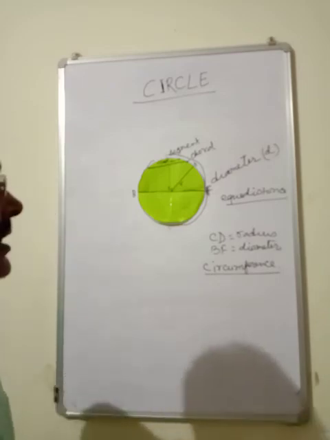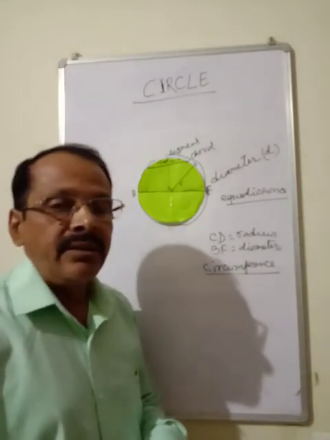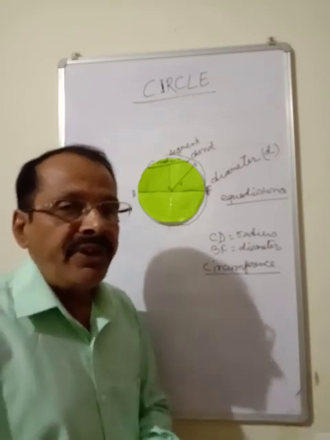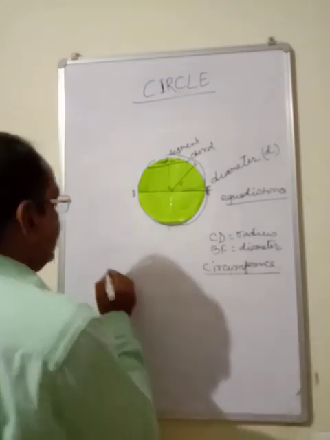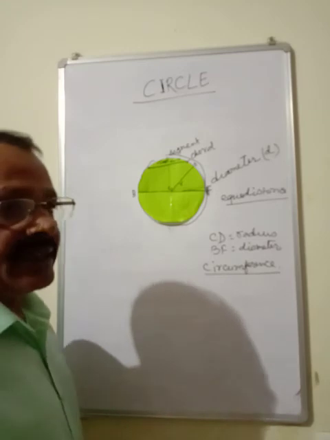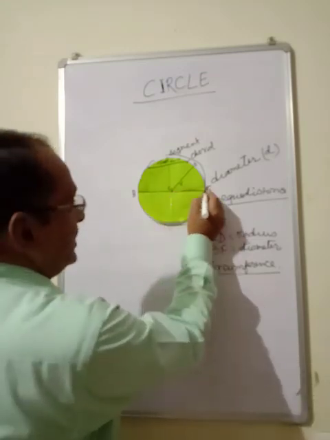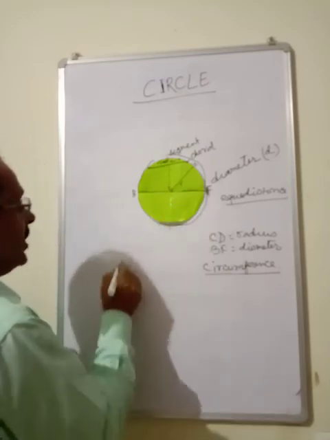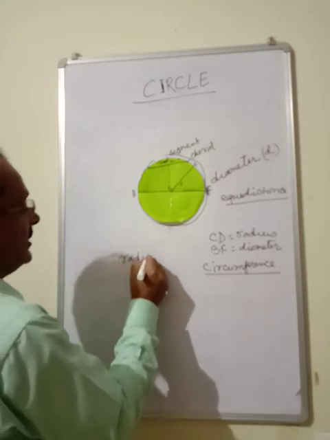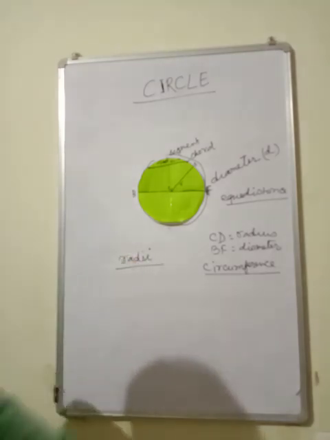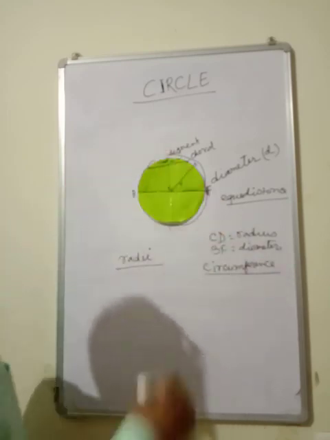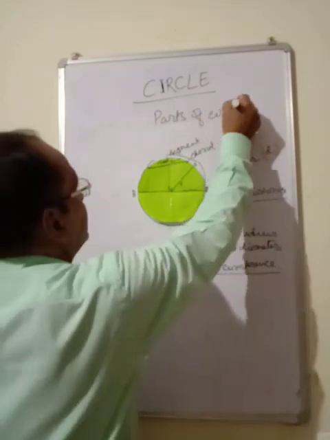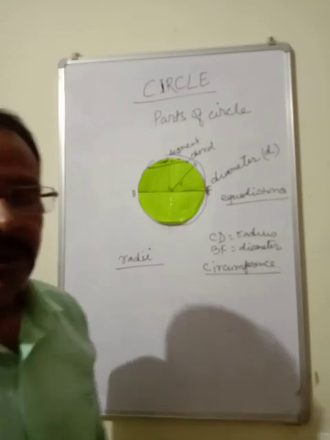Now one more important thing. When we have more than one radius, like 2 radii or 3 radii, here CF is a radius, CB is a radius, and CD is a radius. The plural of radius is called radii. These are the parts of a circle. Okay, thank you.